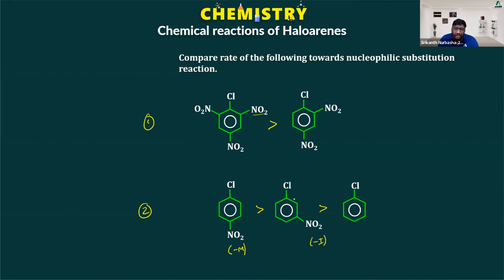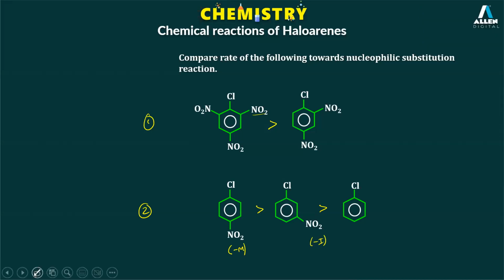chlorobenzene will also have a greater rate towards nucleophilic aromatic substitution when compared to simple chlorobenzene, because at least by inductive effect it is withdrawing the electron density. It is not donating if it is at meta position, it is still withdrawing only, but by inductive effect, not by resonance.